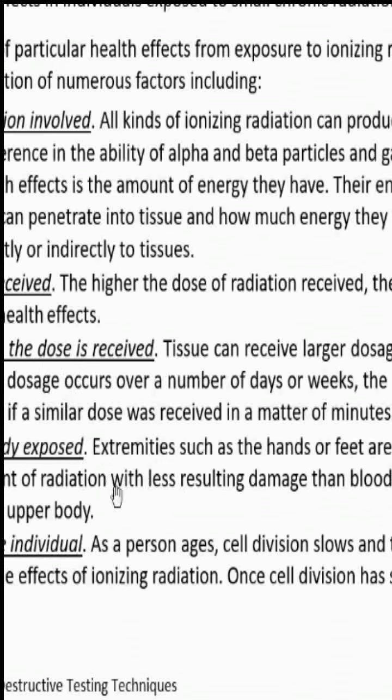Human body parts have different effects from the radiation when the same amount of radiation is received by different body parts, different organs. So different organs have different susceptibility of getting affected. The age of the individual also matters, in how much he will be affected and what will be the disaster or the risk with the exposure.